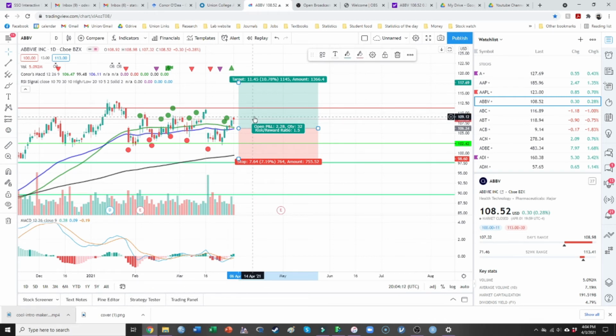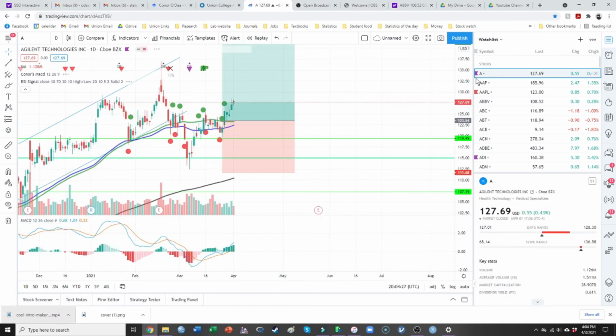But now I have to critically evaluate this particular stock before I buy into it. Is it realistic that we're going to get up to this point? No, it's not realistic. And so I probably wouldn't buy this particular stock.